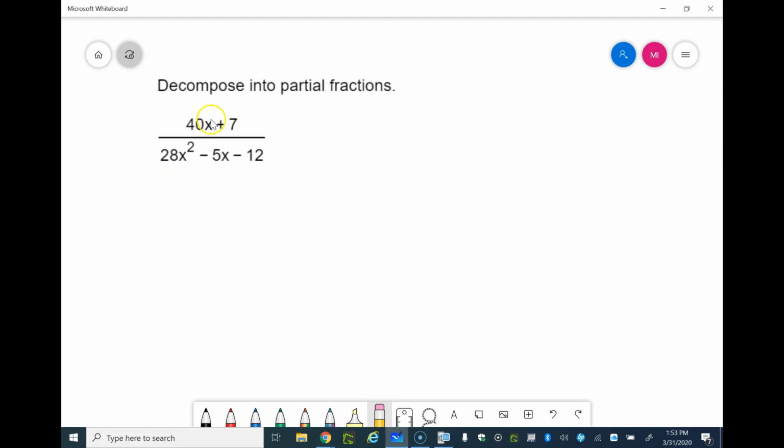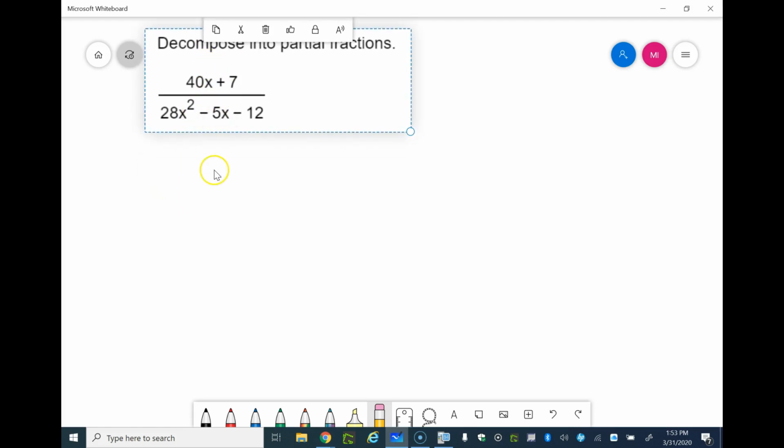So the first one we're going to do for this one is, again, we're going to take the denominator and we're going to factor it.